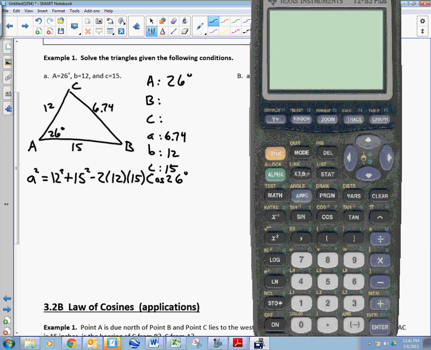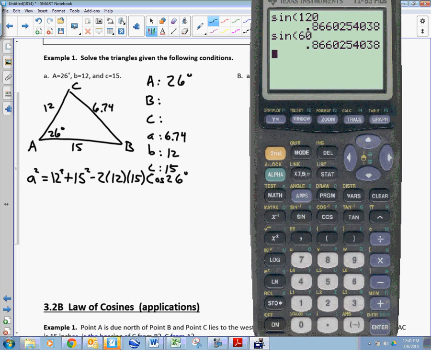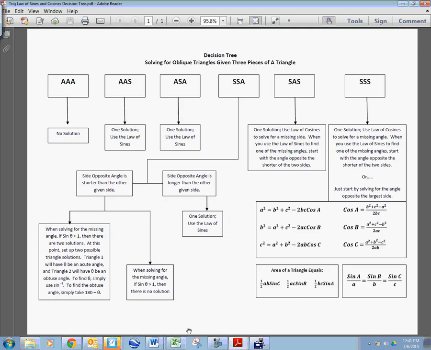You can take your calculator and type in sine of 120 and then sine of 60, and you get the same result because it doesn't know the difference. The sine is positive in the first quadrant where angles are acute, and it's positive in the second quadrant where they're obtuse. It doesn't know the difference. So that's why on your sheet, I tell you this. Side angle side: use the law of cosines to solve for the missing side.